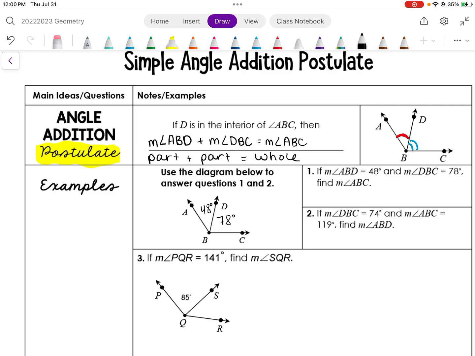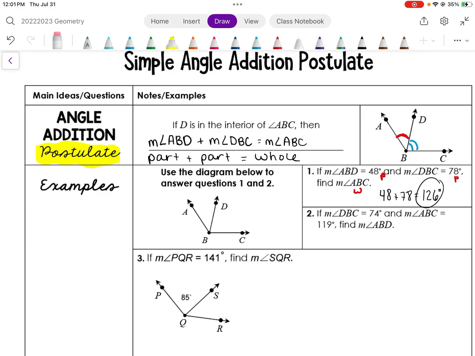So ask yourself, which angles are the parts and which angle is the whole? Well, these 2 are both parts. I'm going to put P for part, and then this one's the whole. Part plus part equals whole. So ABC should be the combination of these 2. 48 plus 78 equals 126. So ABC should be 126.